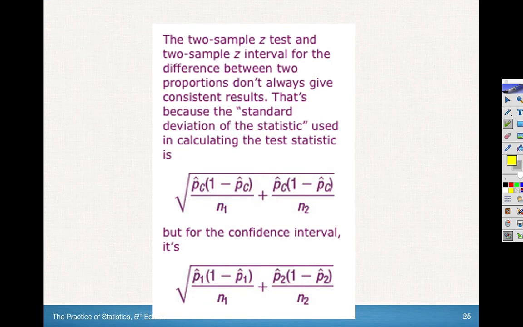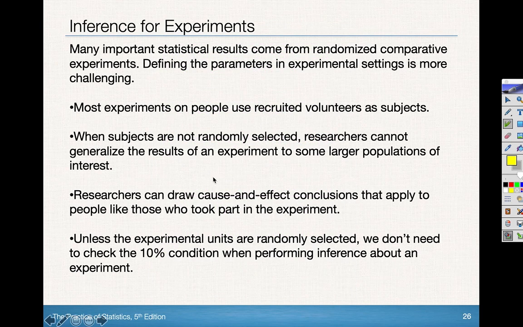So I close with this. This is just to show you again that when we do the standard error for a hypothesis test, we have to use the combined p-hat. When we do the standard error for a confidence interval, there is no combined anything. It doesn't exist. So we use p-hat 1 and p-hat 2 to get our standard error. Okay? This is a closing slide on inference for experiments.